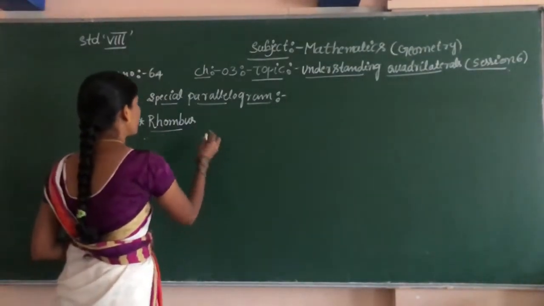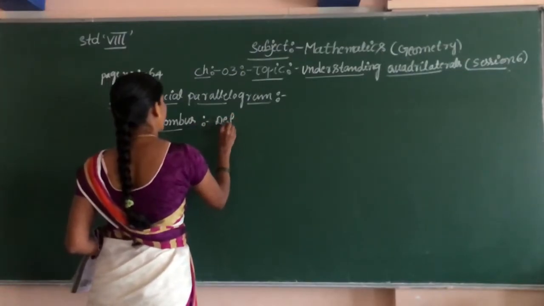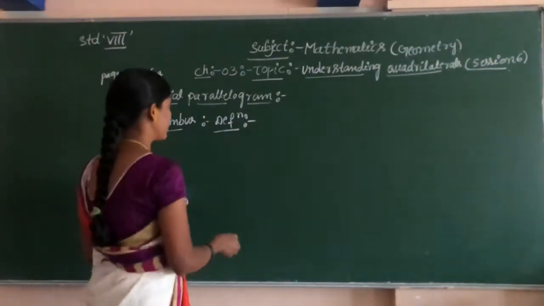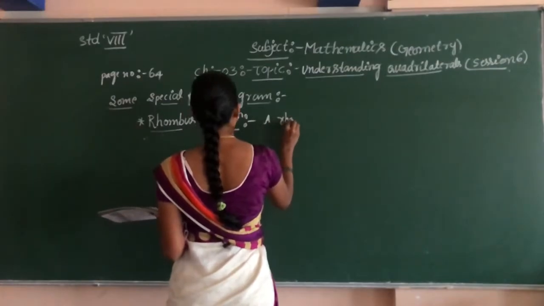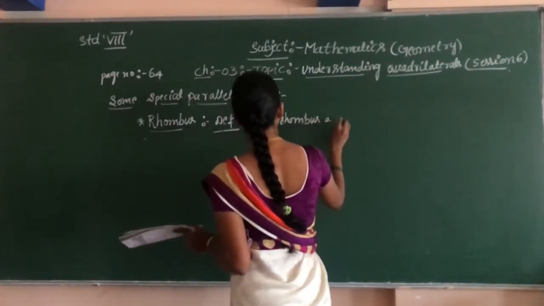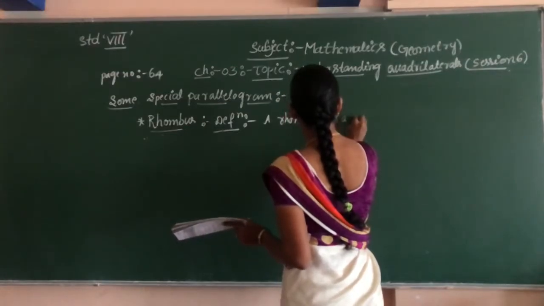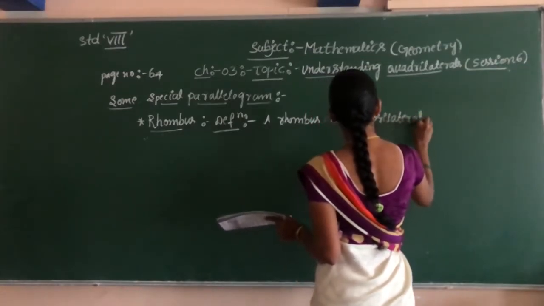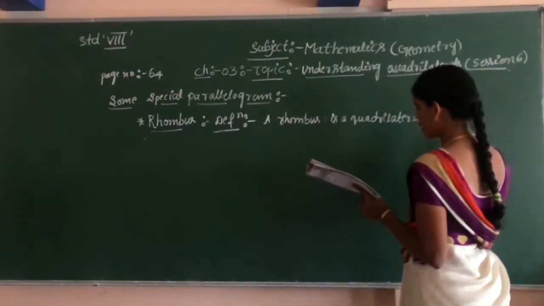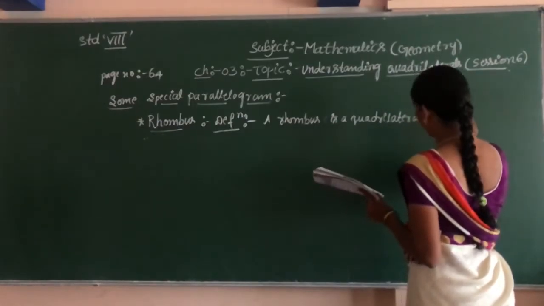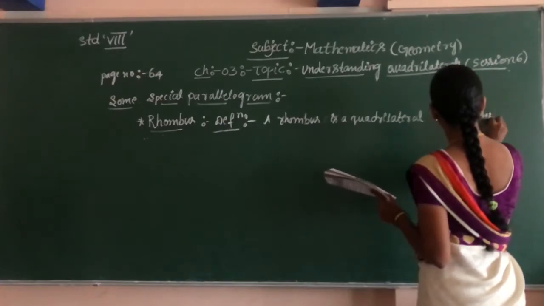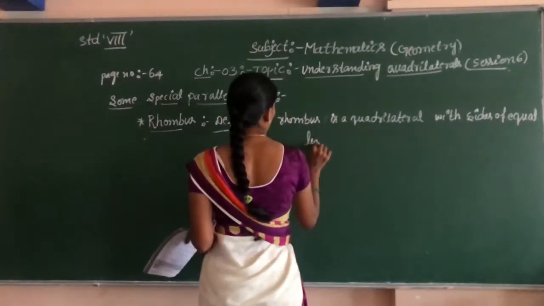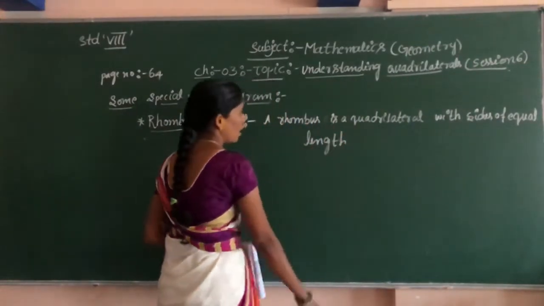What is a rhombus? We should write the definition. See your book: a rhombus is a quadrilateral with sides of equal length. Okay children, examples.